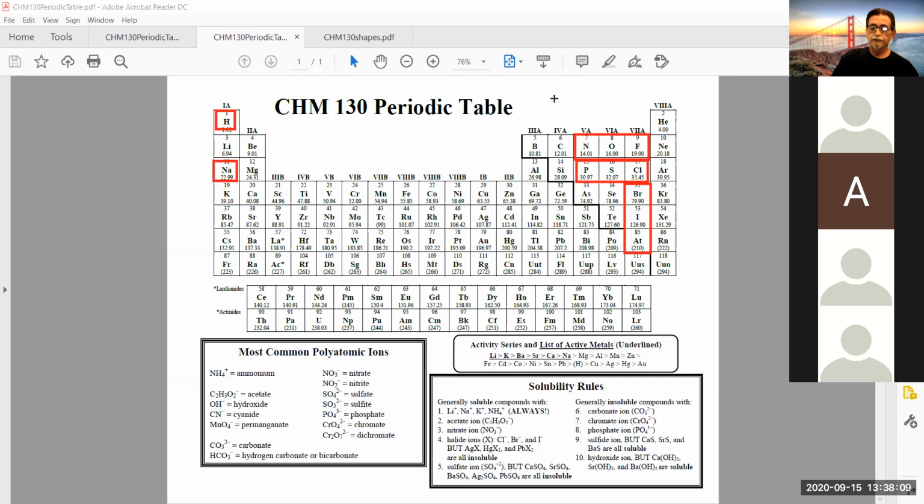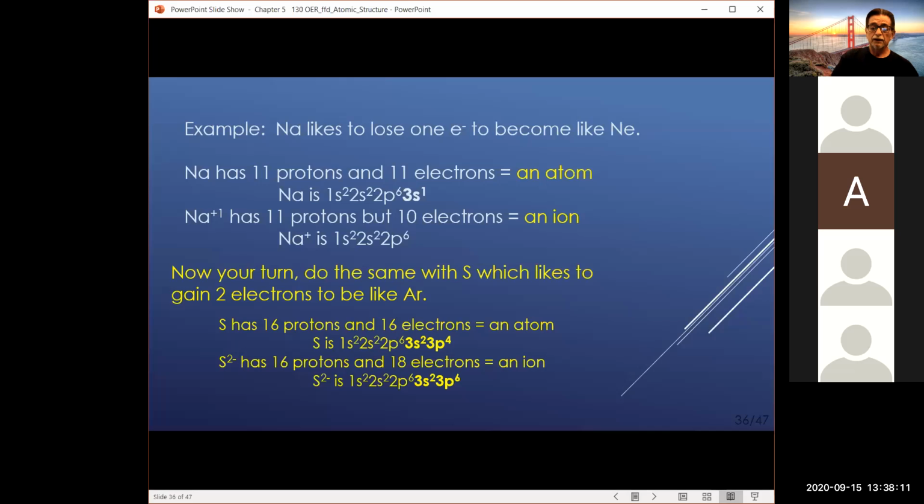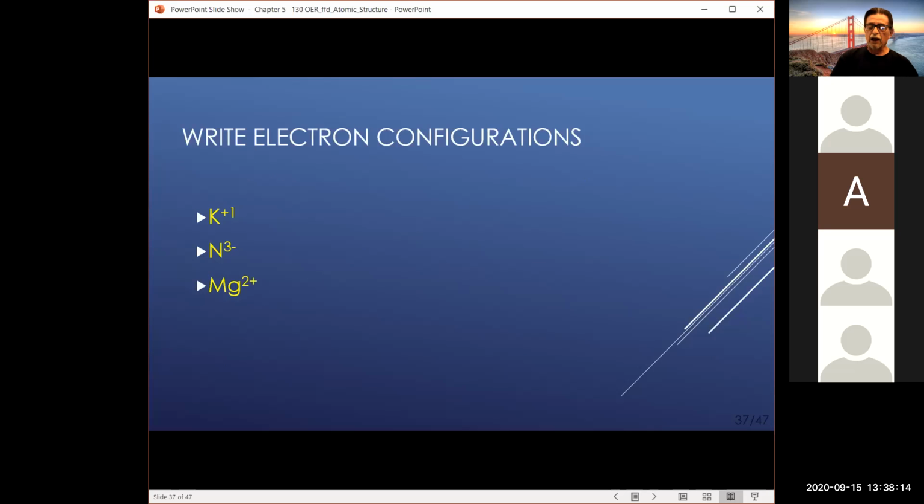So let's go back to the slide. All right, so sometimes you're given the question here. We've been doing the electron configuration for the elements, but sometimes they throw at you the electron configuration for the ion. Now, how do we know that? Because they present to you a charge as a superscript.